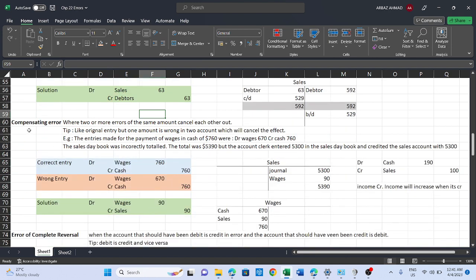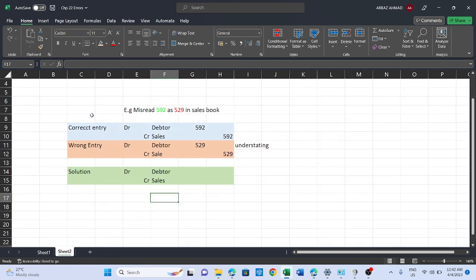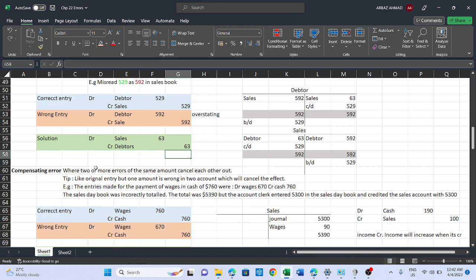Then we have compensating error. When two or more errors of the same account cancel each other. For example, like the original entry, one amount is wrong in two accounts, which will cancel off the effect. So, for example, this is one error, and we had another error over here, and they cancel off the effect of each other. So one debit is wrong and one credit is wrong for two different transactions, but the amount is the same, and it's canceling off the effect.